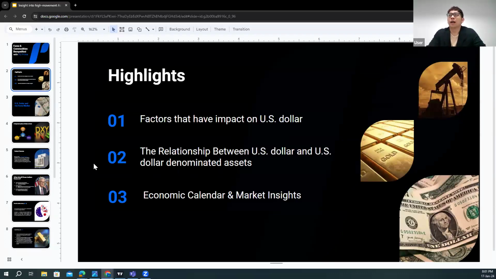So this is the content that we're going to cover today: the factors that impact the USD, and the relationship between the USD and USD-denominated assets. Lastly, if we have time, I'll update you on the important events from today until next week, the key economic data that you should keep an eye on, and maybe the recent trend.